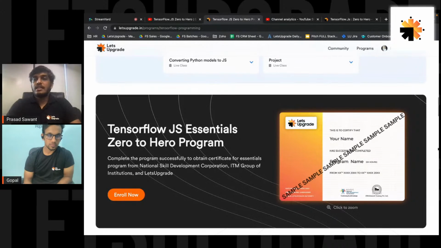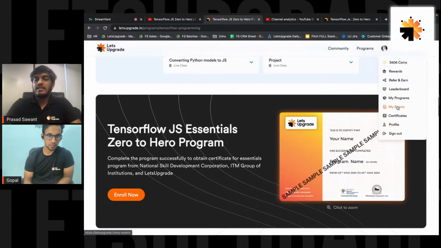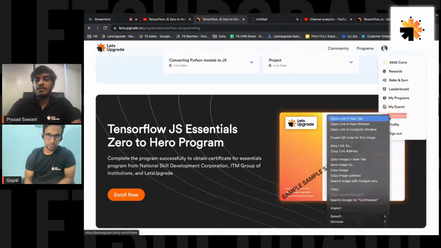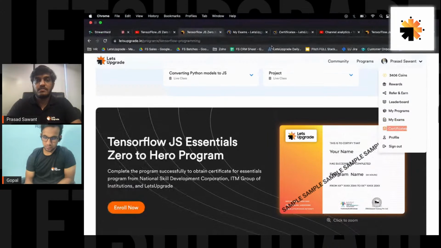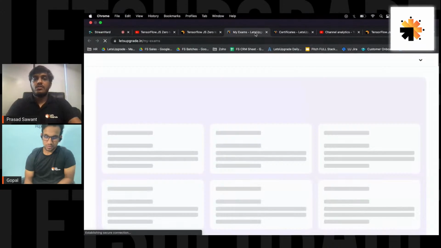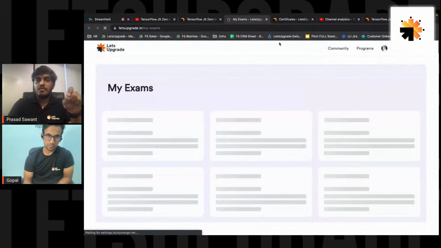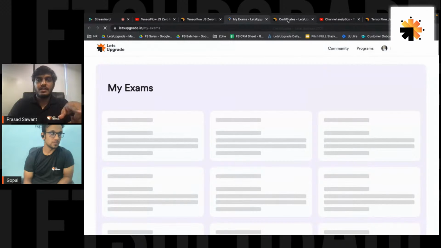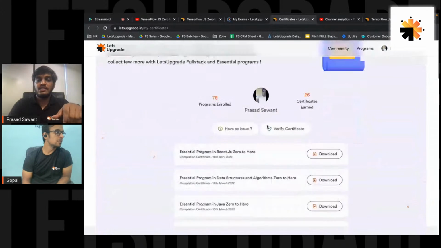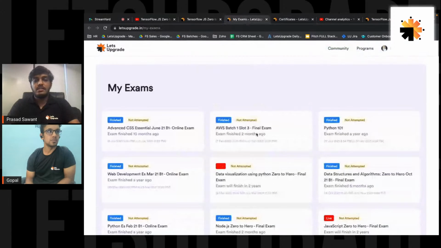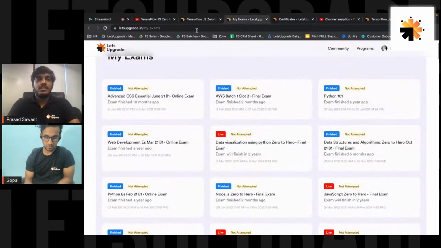Now, how you can see your certifications and exams: your exams will come in this portal in the My Exams section, and your certificates are going to come in the My Certificate section. So this is how you can check your exam, and you will see the exam once you have completed the program. Certificates like this will appear here, which you can download. Soft copies will come in this, and you can see the exams right here.